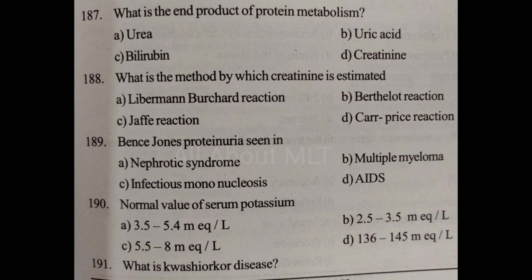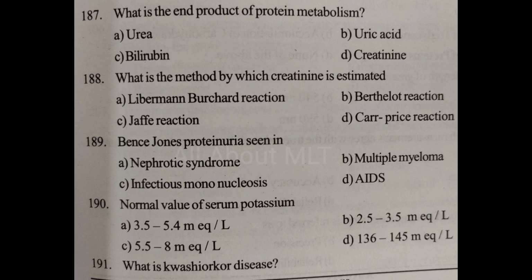Bence-Jones proteinuria is seen in option A, nephrotic syndrome. Option B, multiple myeloma. Option C, infectious mononucleosis. Option D, AIDS. Answer is option B, multiple myeloma.